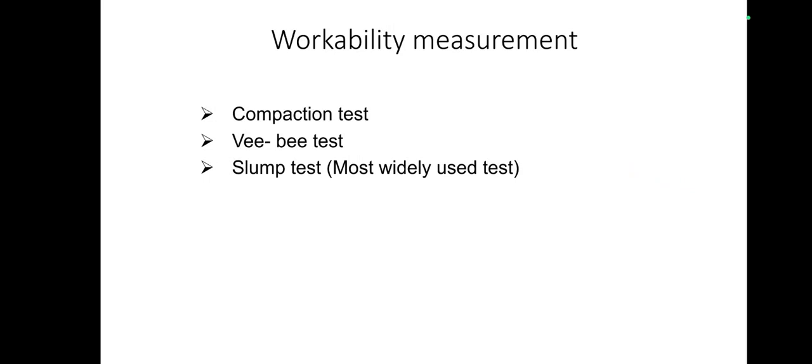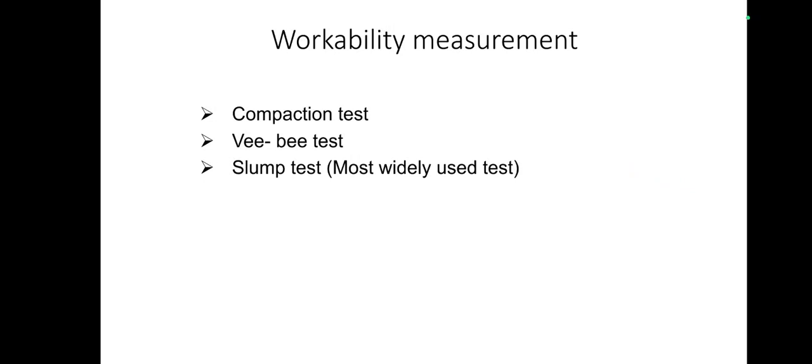Homogeneity means it should not separate out. Those things should be ensured in all conditions, starting from the mixing to the placing of the concrete. And what are all the tests we can conduct to measure this workability? Mainly the slump cone test, next VB and compaction factor.